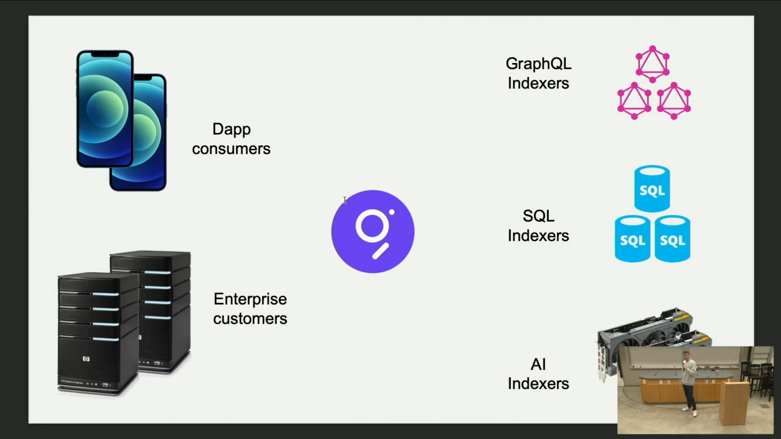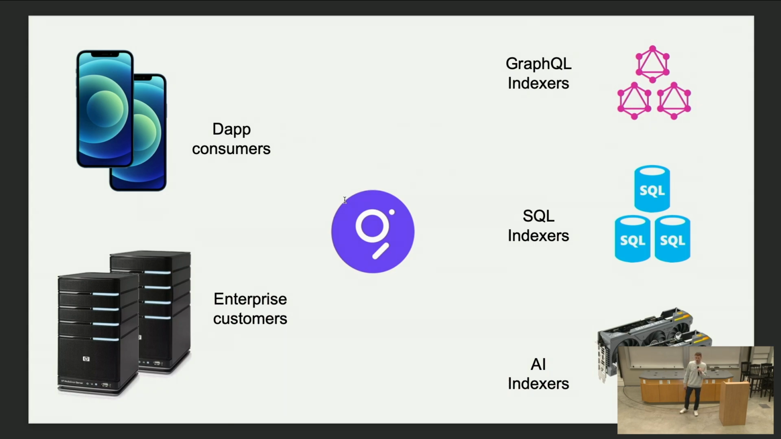So what this means is that today, of course, the graph serves GraphQL queries. In the future, we're going to also serve high-performance SQL queries for analytics use cases. And we're also going to be bringing large language models to the protocol.